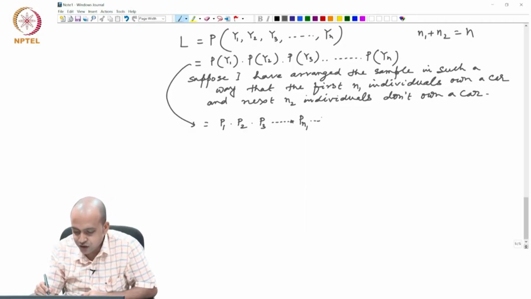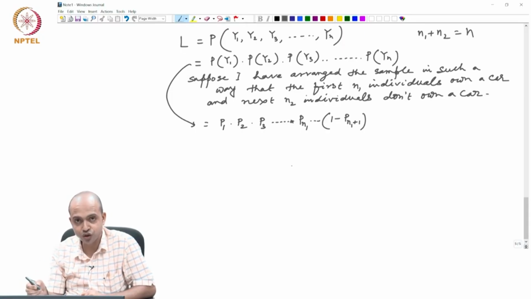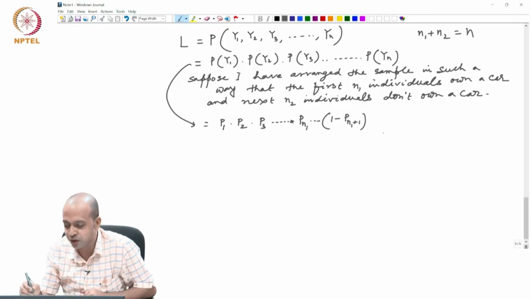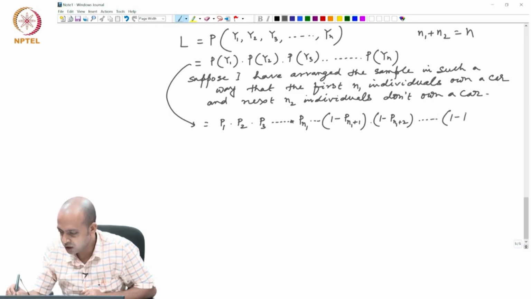And what would be the next term? The next term would be 1 minus p n1 plus 1, because the next person does not have a car, that is why 1 minus p. For the first n1, p1, p2, p3 dot dot dot p n1, the next individual does not own a car, that is why 1 minus p n1 plus 1, then 1 minus p n1 plus 2, dot dot dot 1 minus p n.